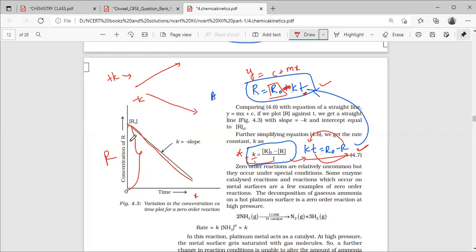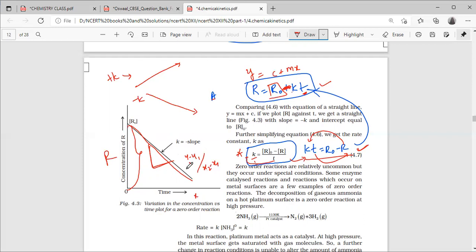Okay. The y equals mx plus c form is there, with y on the y-axis and x on the x-axis. The m will be the slope. What is the slope? This is the slope. Slope formula: y2 minus y1 by x2 minus x1.